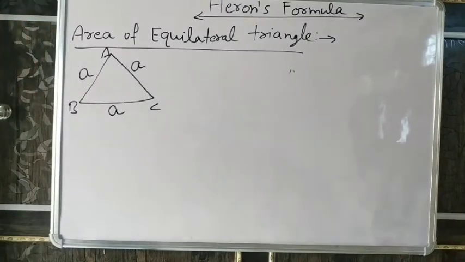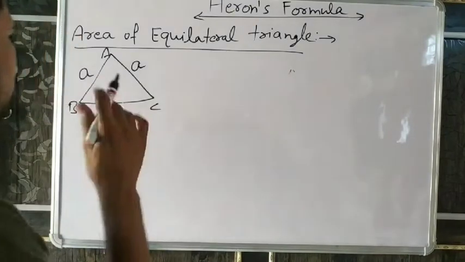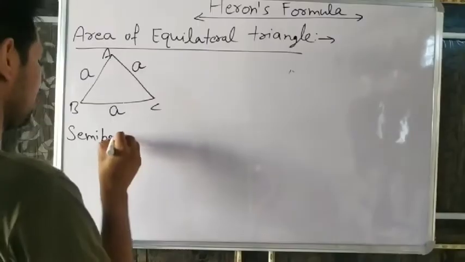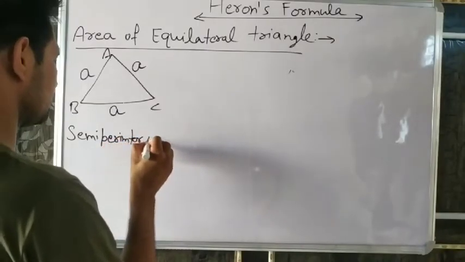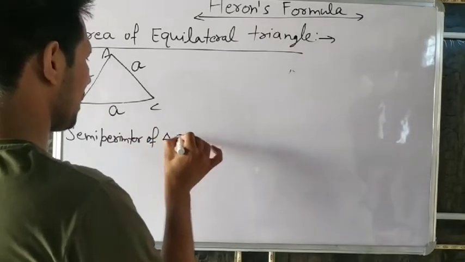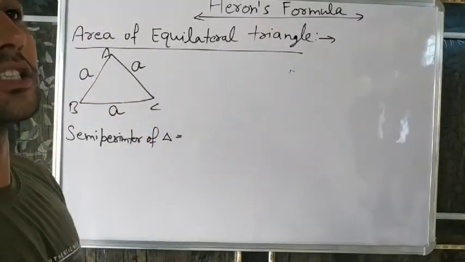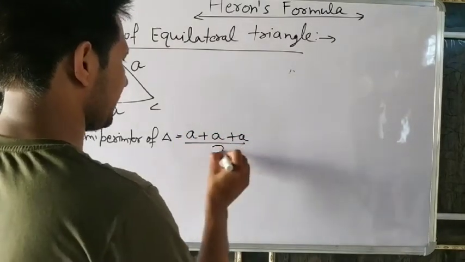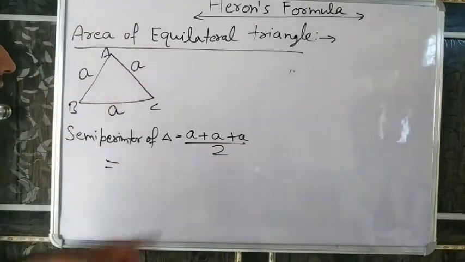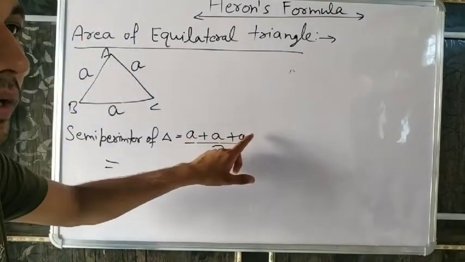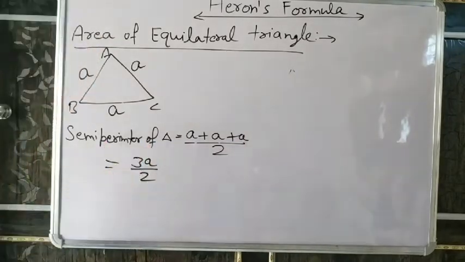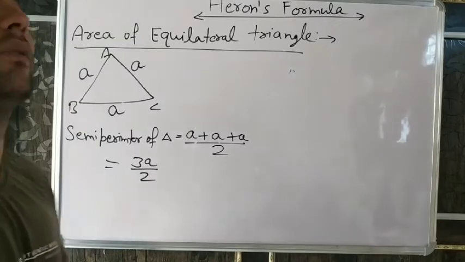First, we always find the semi-perimeter. So first, the semi-perimeter of the equilateral triangle. What is the semi-perimeter? The sum of all three sides divided by 2. A plus A plus A divided by 2. A plus A is 2A, 2A plus A is 3A. So 3A divided by 2. The semi-perimeter is 3A divided by 2.